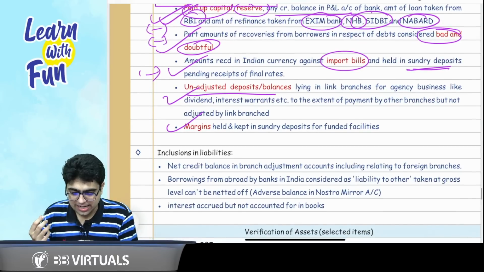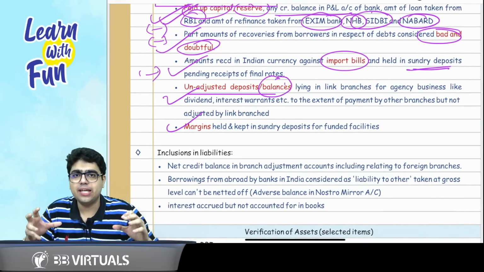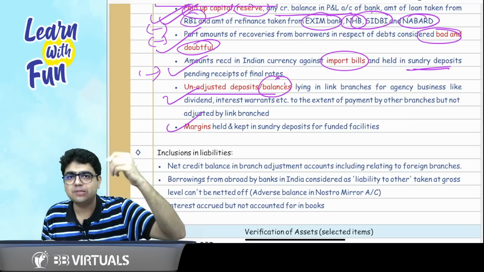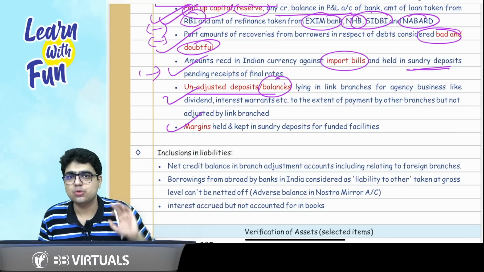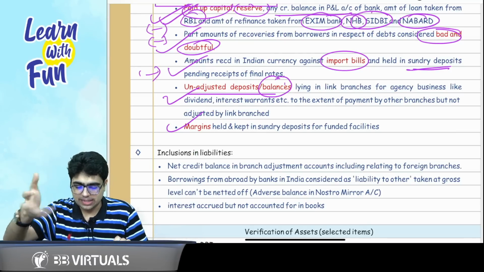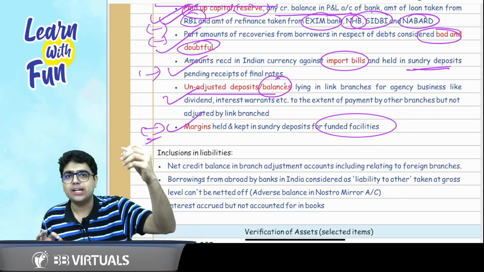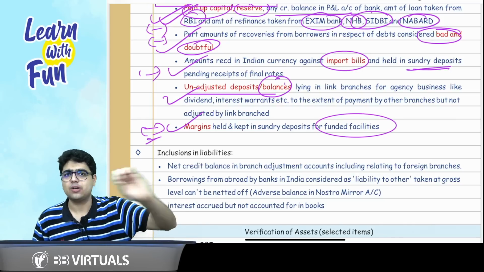Another point is unadjusted deposits or balances. So what is happening? Liability of one branch has been paid by the other. So if one branch's liability has been paid by the other to the outside person, then again it should be excluded from my liability. And the last point is margins for funded facilities. So if I am providing a margin to my bank for trading in shares and securities, again that is not a part of liability for the bank.